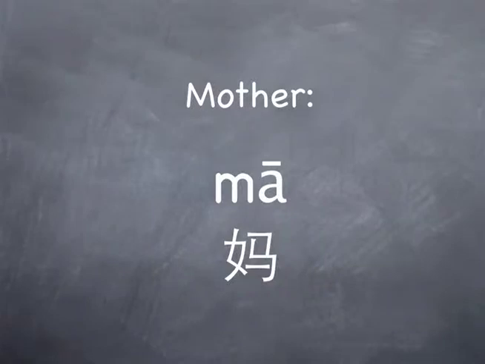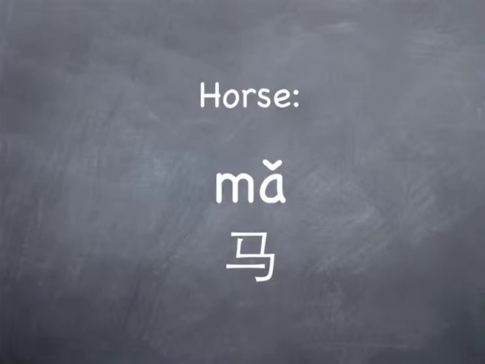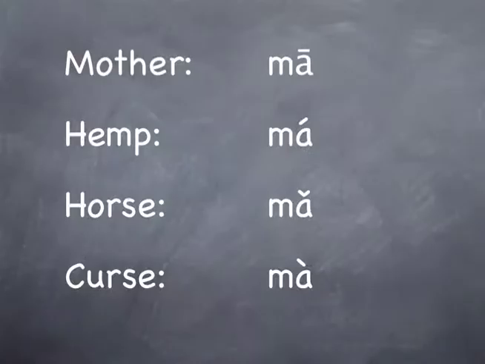For example, the Chinese word for mother is ma, M-A, with a flat tone. Ma. The Chinese word for hemp is ma, same syllable, but with a rising tone. The Chinese word for horse is ma, same syllable, but a tone that goes down and back up. Finally, the Chinese word for curse or scold is ma, same syllable, but with a falling sound to it.